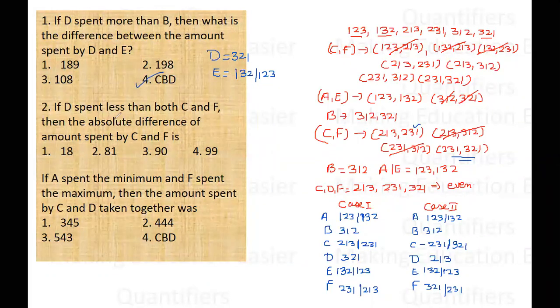The second question says, if D spent less than both C and F, then what is the difference between the amount spent by C and F? Now D is spending less than C and F. That means that is case number 2, where D is spending 213, and C and F are spending 231 and 321 respectively in any order. So this is the second case. The question is asking for the absolute difference between the amount spent by C and F.